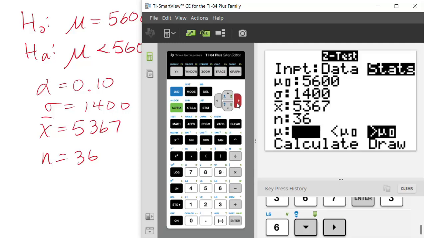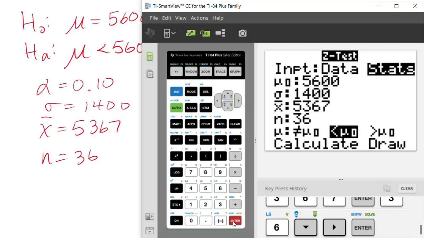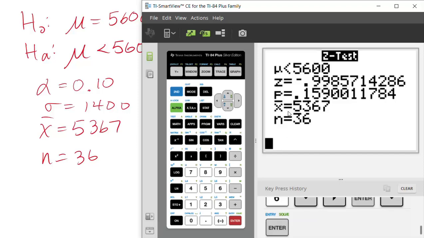And the claim is that the mean has been reduced from the previous year. That is, that the mean is less than $5,600. So we choose the less than symbol. So the calculator is going to tell us the probability that we could get a sample mean of 5,367 or less if the null hypothesis was true. It's going to use a normal distribution to do that because that's what ZTest uses, and we know a normal distribution is appropriate because the sample size is greater than or equal to 30. We're using the central limit theorem there. Calculator does that in a blink when you hit calculate.